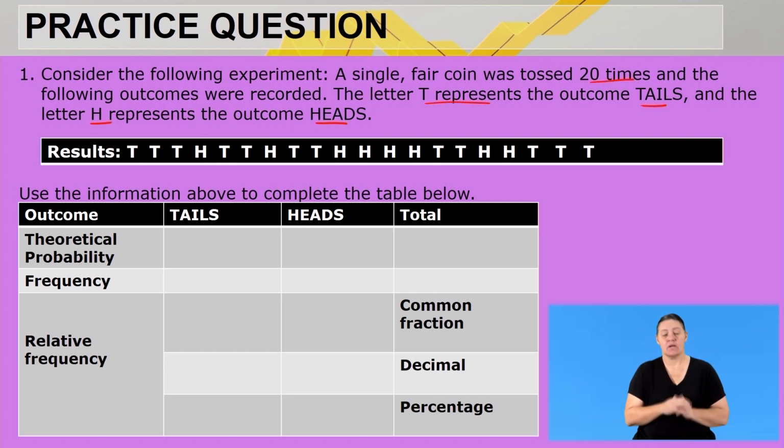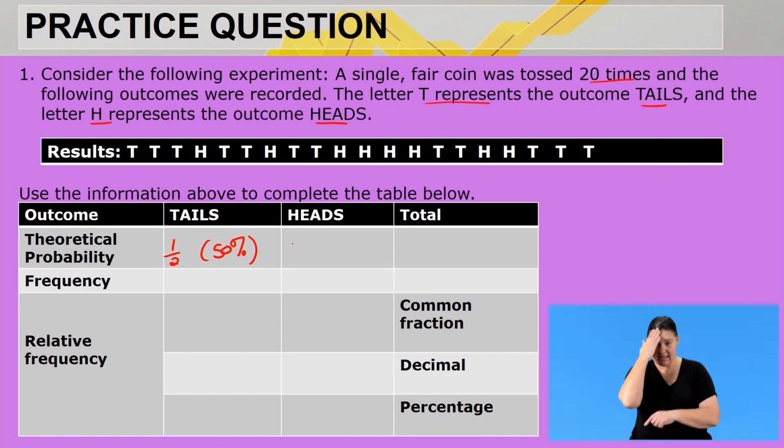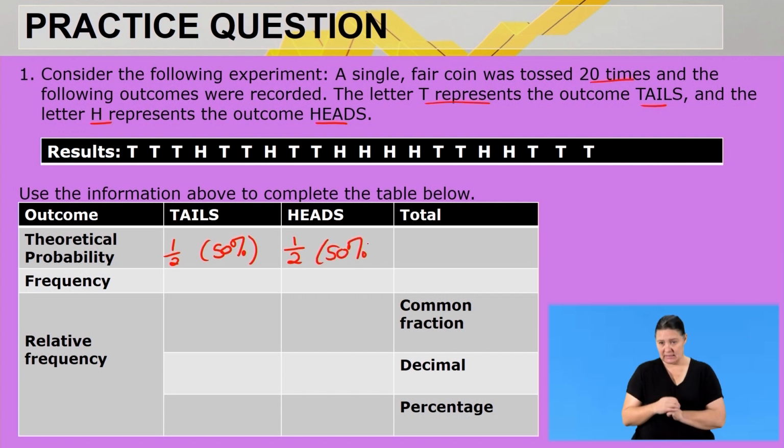So therefore, I'll indicate that the theoretical probability is 1 over 2, which equals 50%, and as a decimal 0.5. I'm sure you'll agree that we can say the same about heads. So it's also 1 over 2, which equals 50%. So therefore, that will take us to a total probability of 100%. Now let's look closely at what is presented to us.